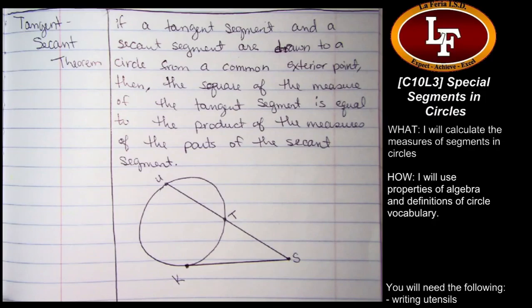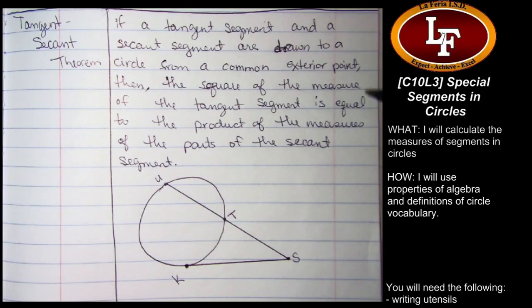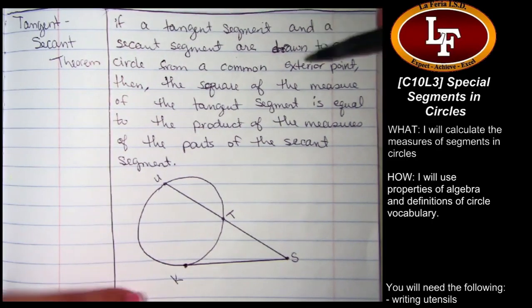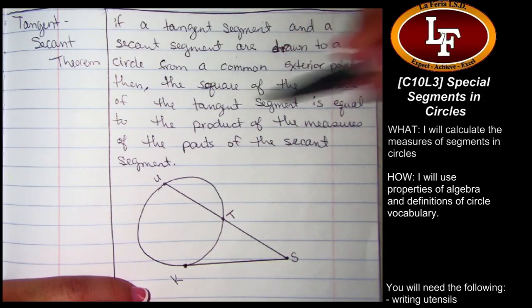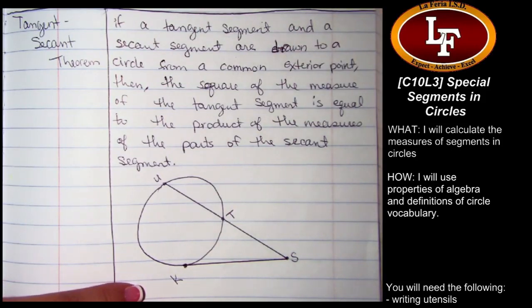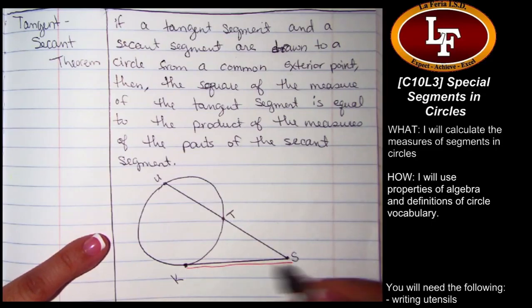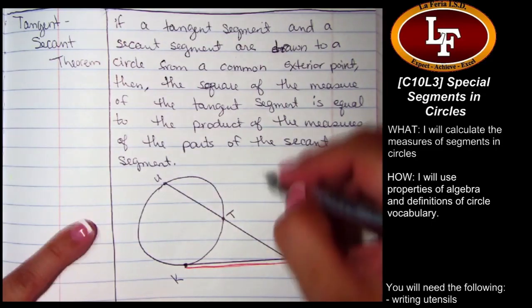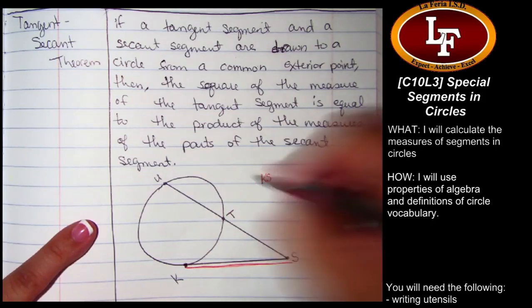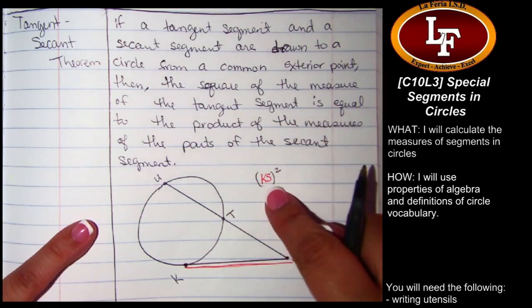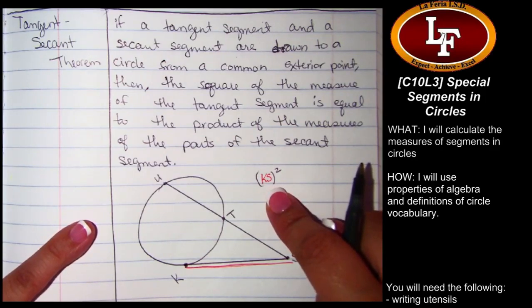All right, the conclusion of this if-then statement, this theorem says, the square of the measure of the tangent segment is equal to the product of the measure of the parts of the secant segment. Okay, let's start with the first one. We're going to start at the back part, the tangent segment. Where's the tangent segment? The KS, because that's the only one that touches the circle in one spot. So this is my tangent segment. I need its measure, KS, and I'm going to square it. So this is the square of the measure of the tangent segment.